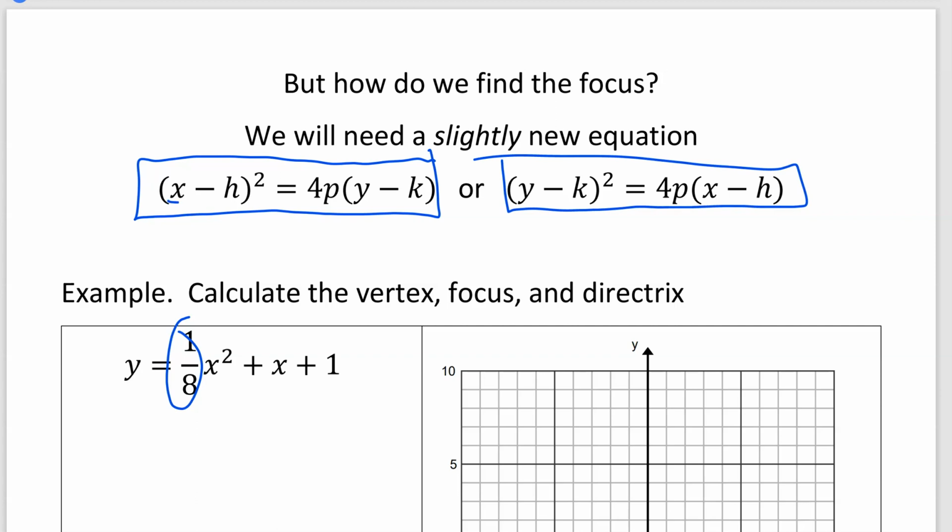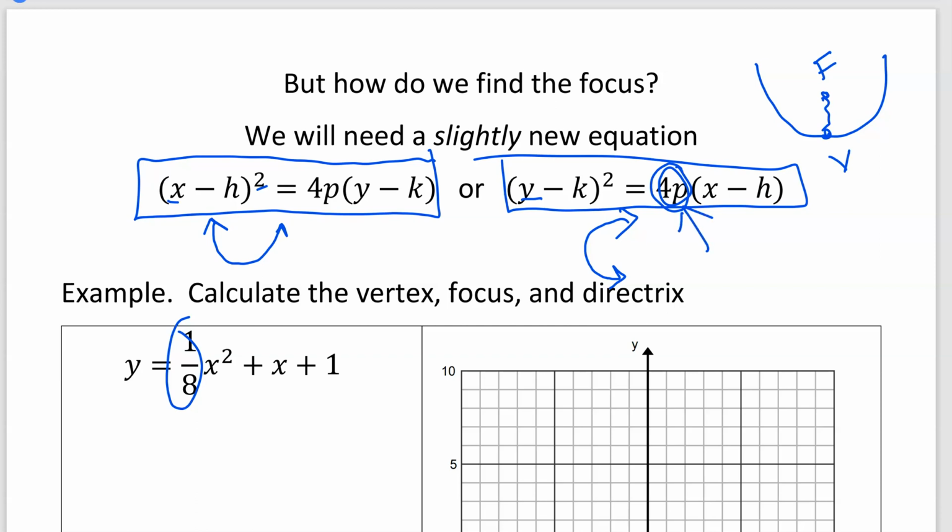This is x squared, and so it's going to be a parabola opening up. This is y squared. It'll be a parabola opening sideways. What's different about these is they have this 4p in front of it. And remember, p is the distance from the focus to the vertex, this distance here. So having this value p in the formula is going to be really helpful for us.